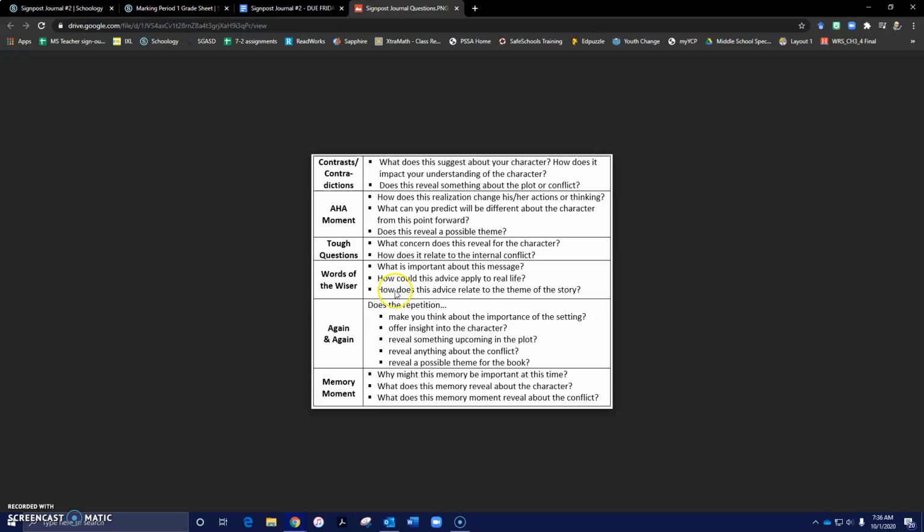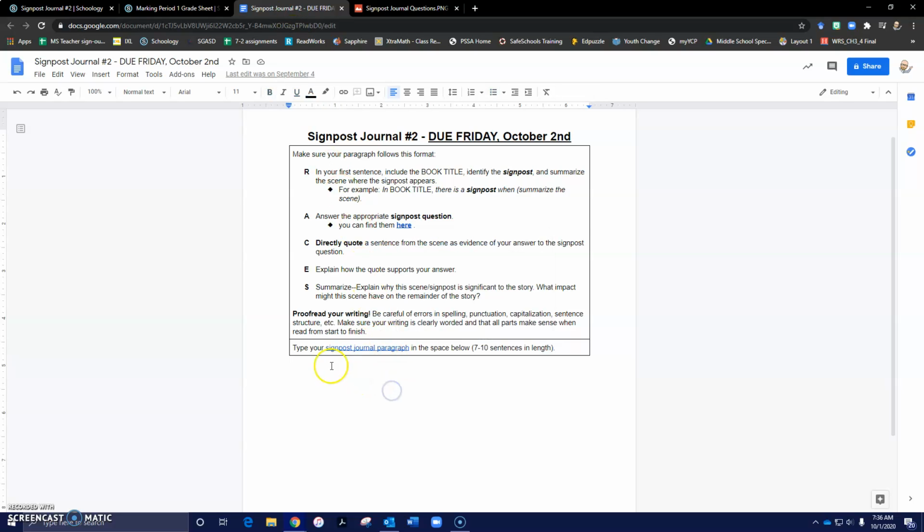So for example, if you found a memory moment in your reading, that's the signpost that you found, you would answer either this question here, why might this memory be important at this time? What does this memory reveal about the character? Or what does this memory moment reveal about the conflict? You're not answering all 3 of those. You just need to pick one question to answer, and that's where you answer it in the space below here.